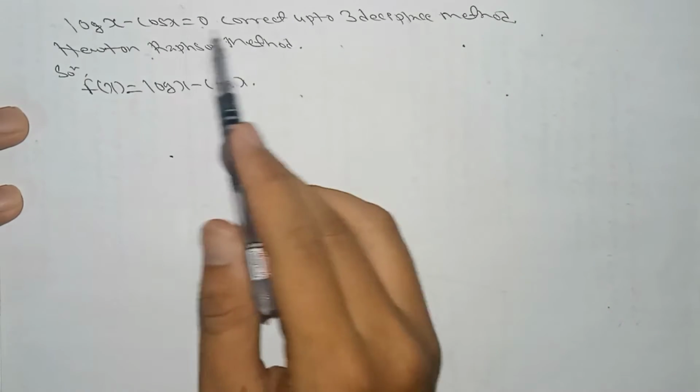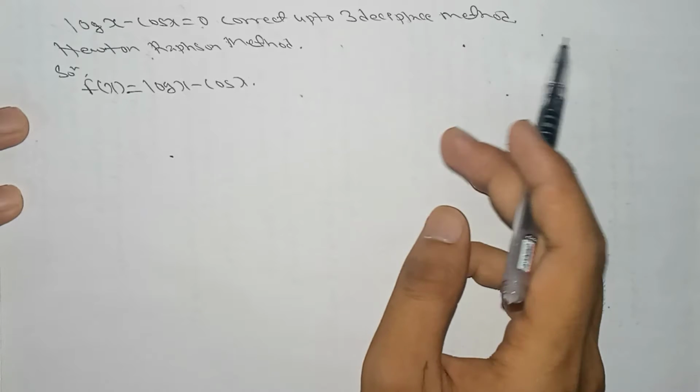Here is the question of the Newton-Raphson method: log x minus cos x is equal to 0, correct up to 3 decimal places.